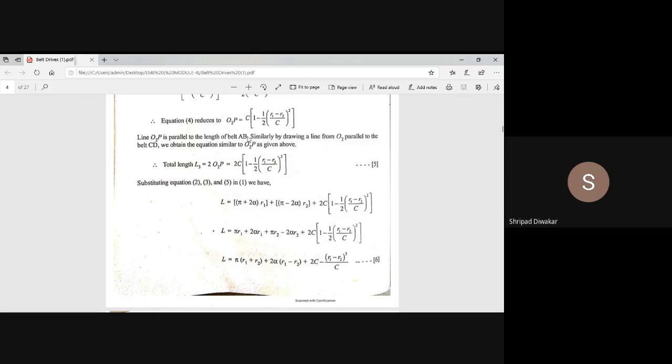The total length L3 means what? The length which is not in contact with either of the pulleys. So 2 times O2P. Just multiply by 2. Don't take only one value, because there are two lengths. So 2C into 1 minus half into (R1 minus R2 divided by C) whole square. You remember, this is the length of the belt which is not in contact with either of the two pulleys. Now very simple. Next, this point is most important. You have to get the equation properly.